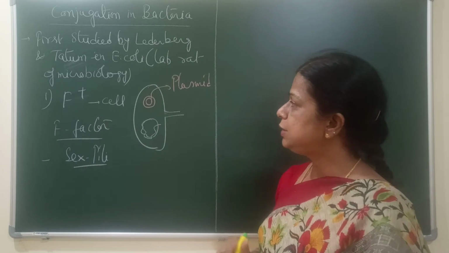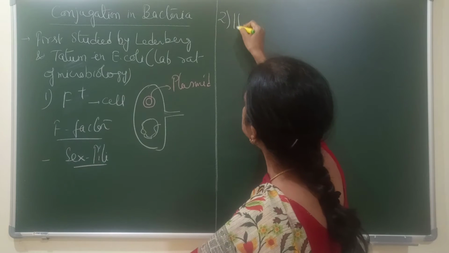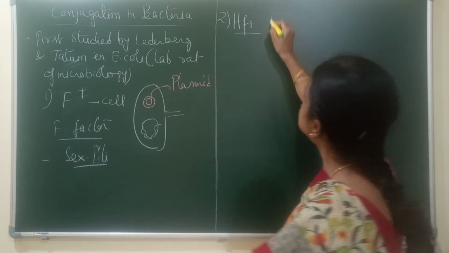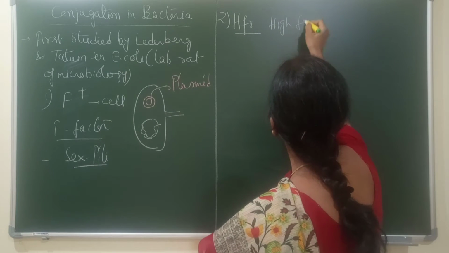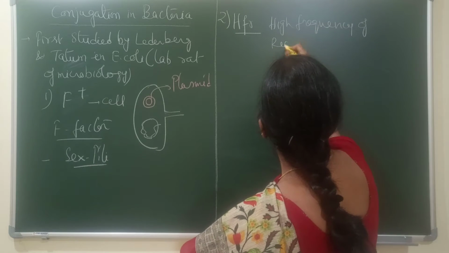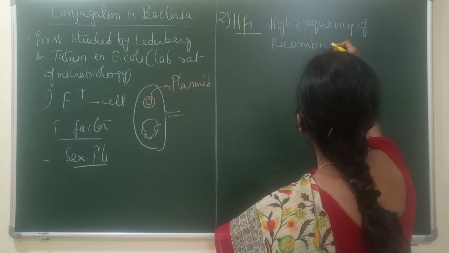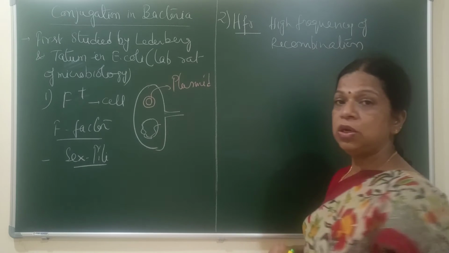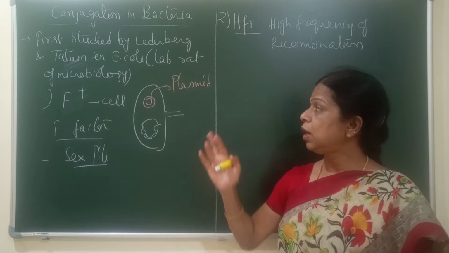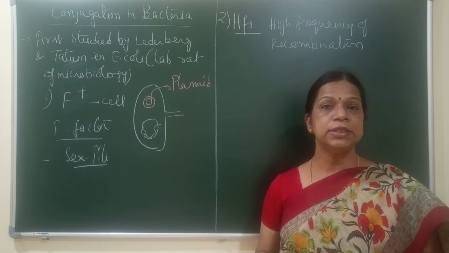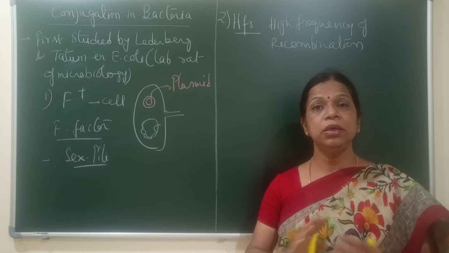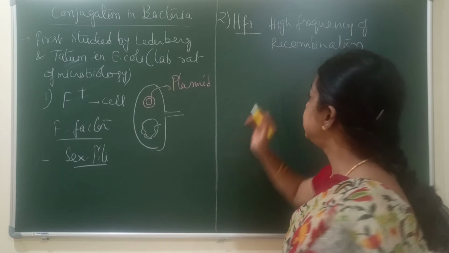Now let us see the second type of donor, called HFR. HFR stands for high frequency of recombination. That means here transfer takes place at a much higher rate compared to that of the F plus cell. So here the plasmid is present but it is not separately present.